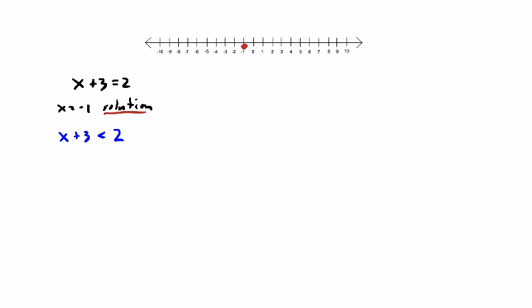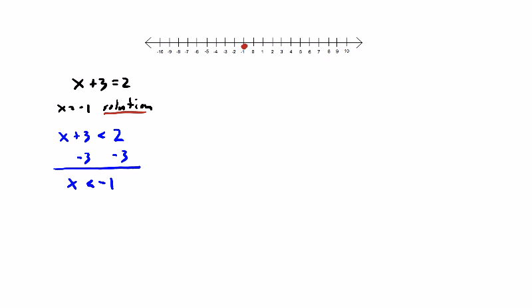So this problem has a lot of answers that would make it true. The solution actually contains an infinite number of values. Let's consider why. We could subtract 3 from both sides, and when we do so, we get that x is less than -1. So how do we show that?